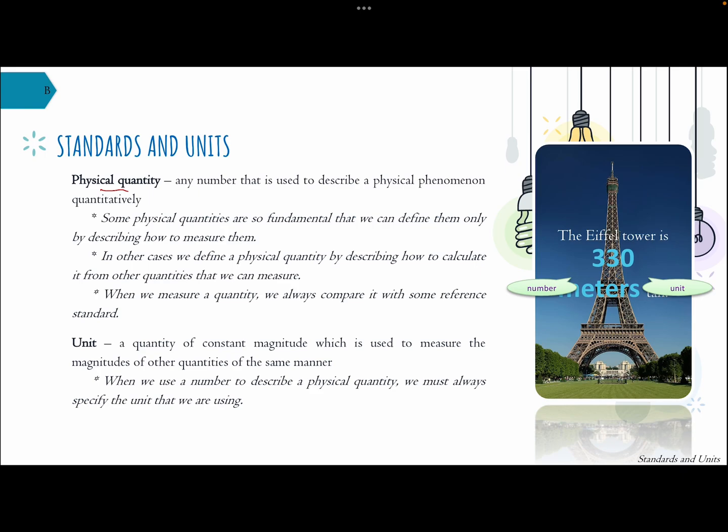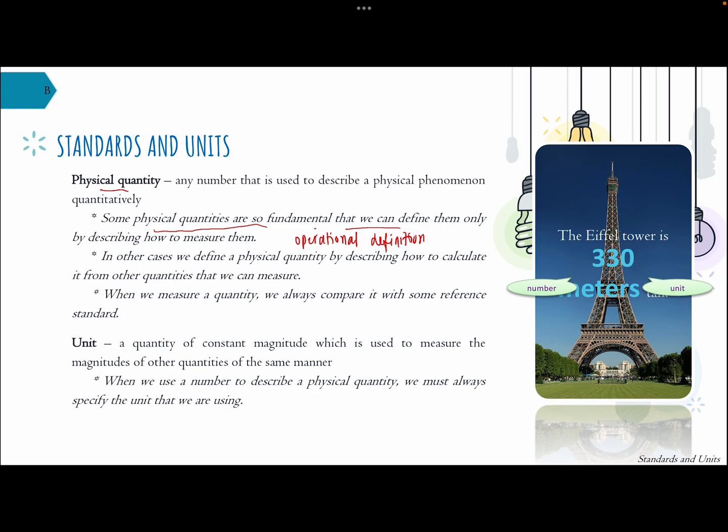For example, two physical quantities that describe you are your weight and your height. And some physical quantities are so fundamental that we can define them only by describing how to measure them. So like in my example, how can you define your weight and your height? By describing how to measure them, right? And such definition is called operational definition.